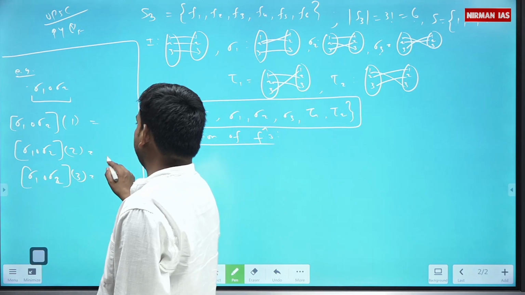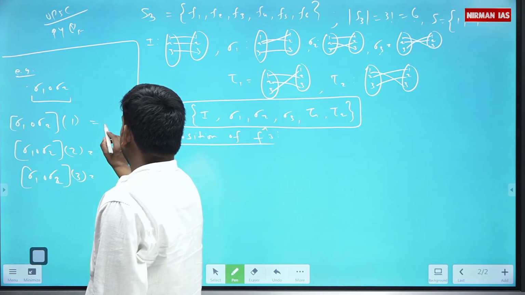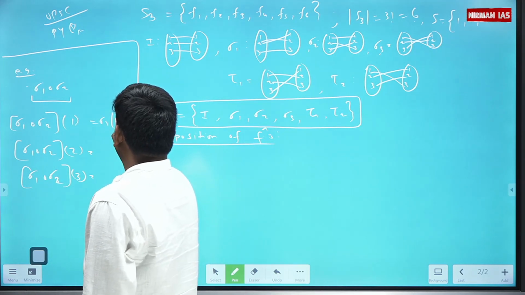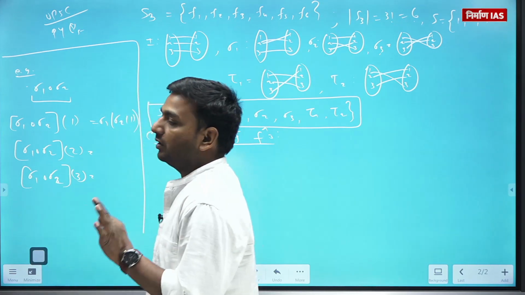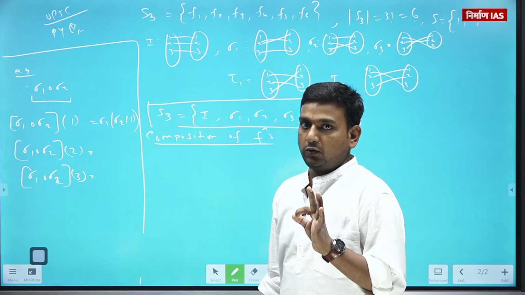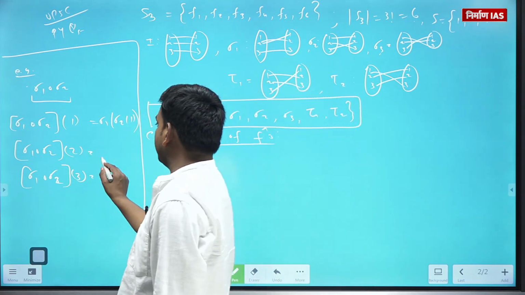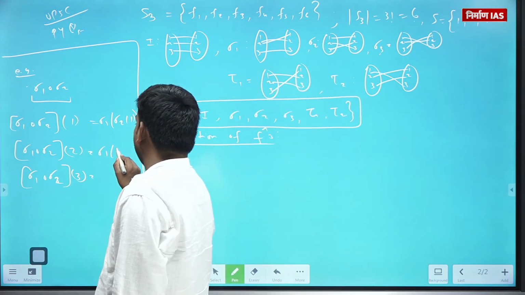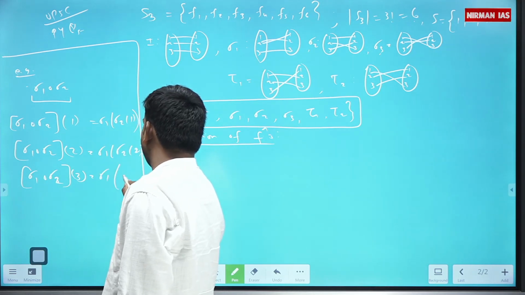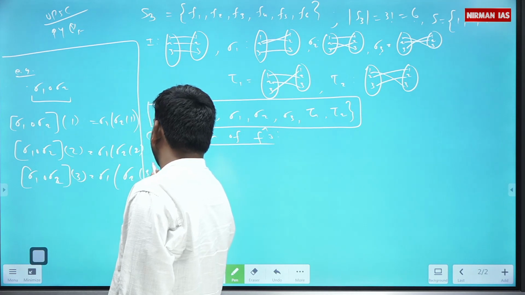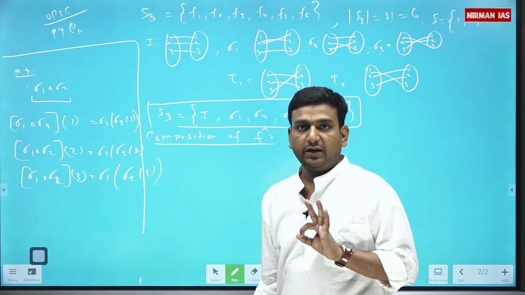So how will it be written, dear? Sigma 1 composition sigma 2 of 1. Is that clear to you all? This will be written as sigma 1 composition sigma 2 of 2. This is sigma 1 composition sigma 2 of 3. Any doubt here?